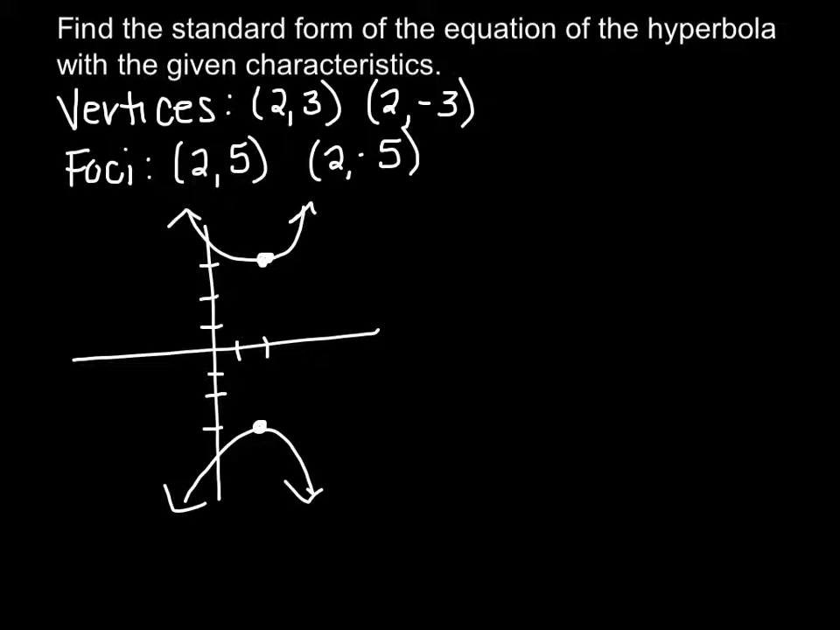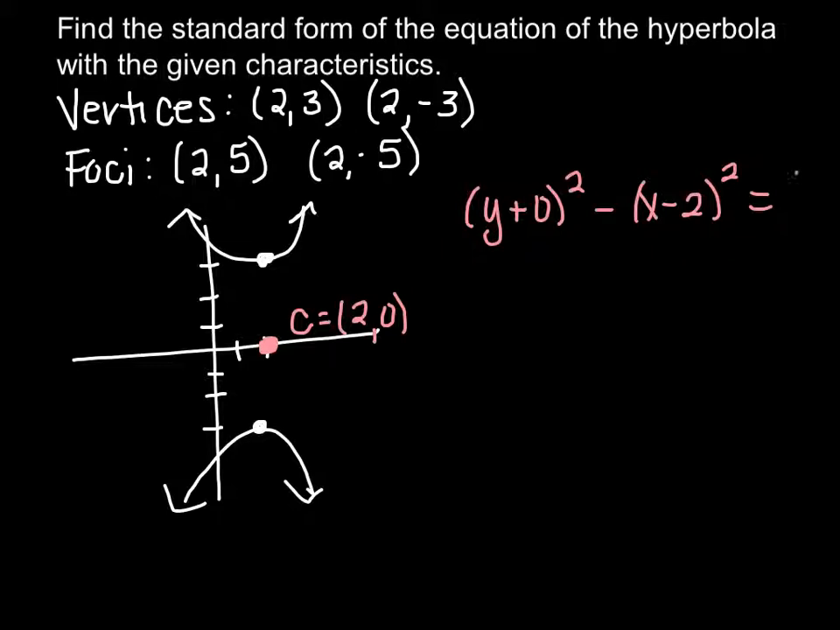The other piece let's talk about is the center. The center has to be the midpoint of those, and the center of this hyperbola is going to be (2, 0). So I can start my equation because I know some of these things. I know that it's going to start with y, so y plus 0 squared. Then x will go next. (x minus 2) squared equals 1.